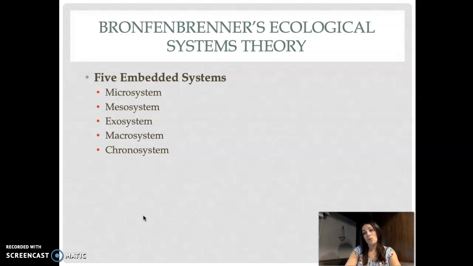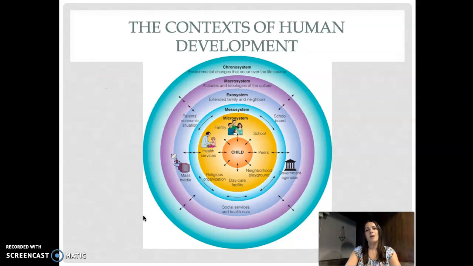Bronfenbrenner, he's a big one that I will keep referencing back along with Vygotsky and socioculturalism. So Bronfenbrenner basically stated that there are five systems that govern our world and how we think about it. And this is a great infographic, a great picture that I love for people to look at. So right here in the middle is the child.